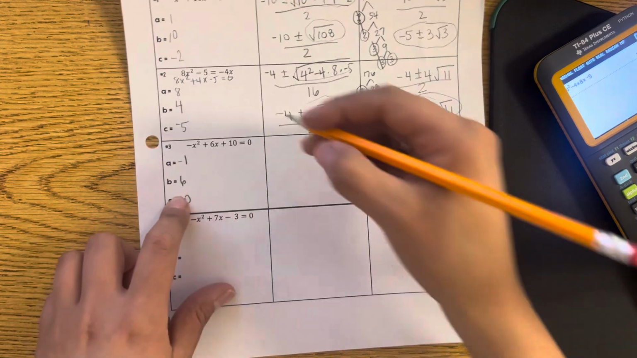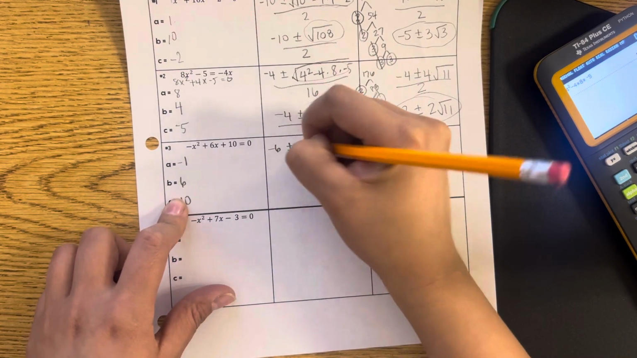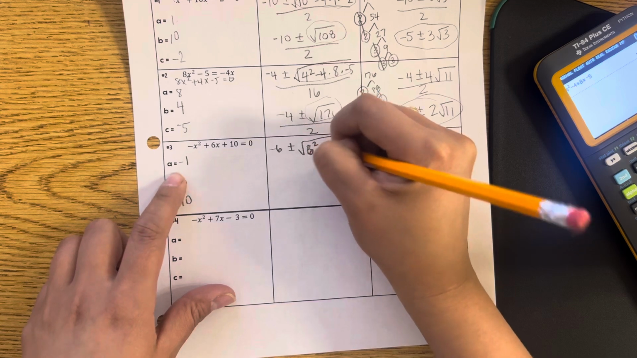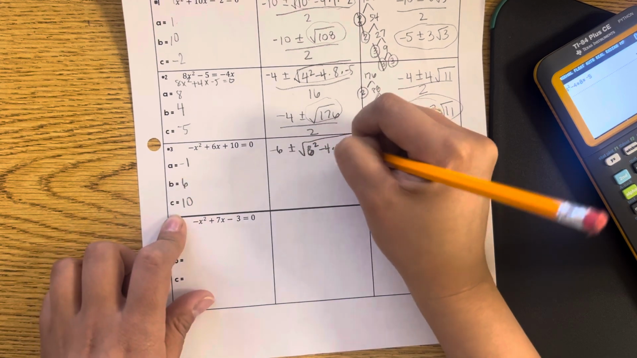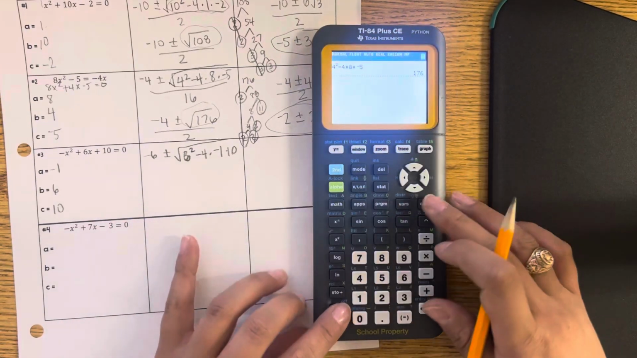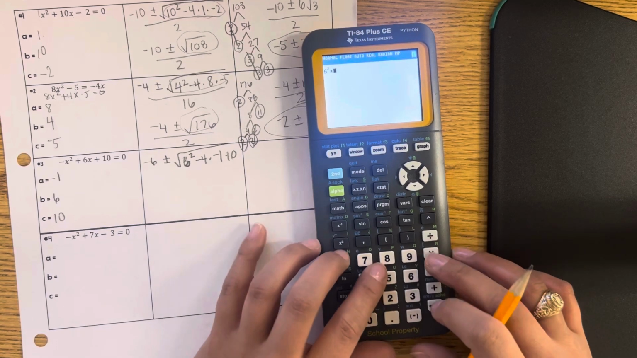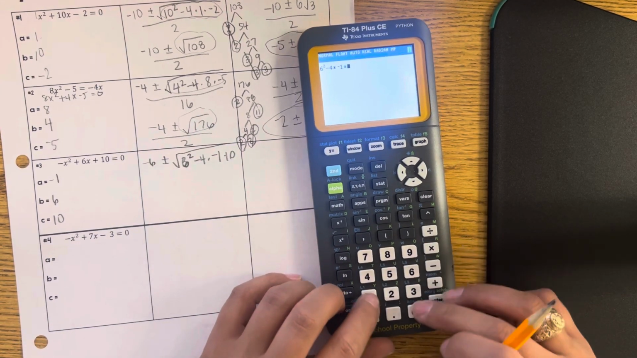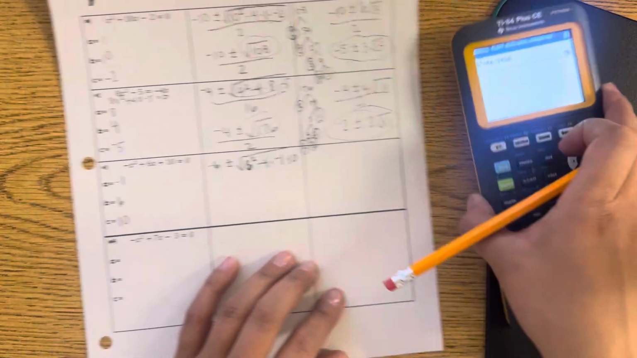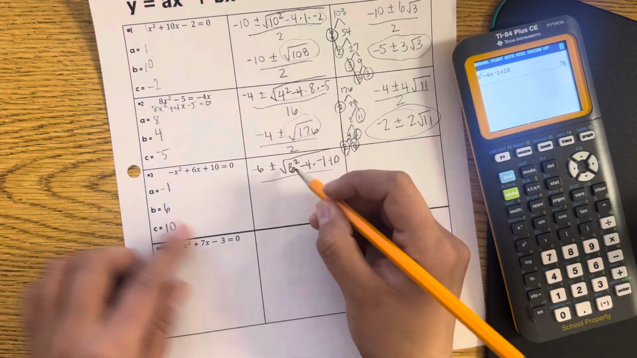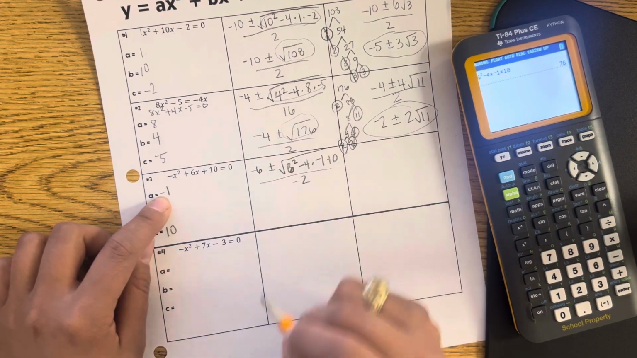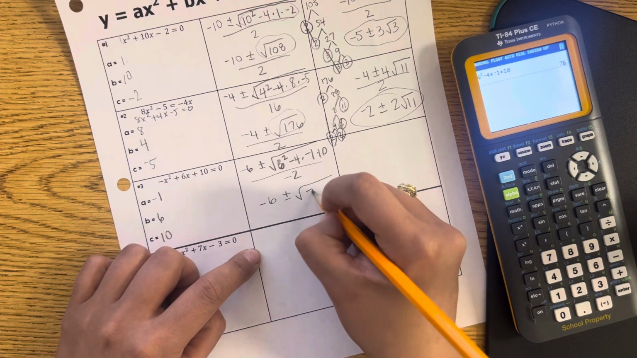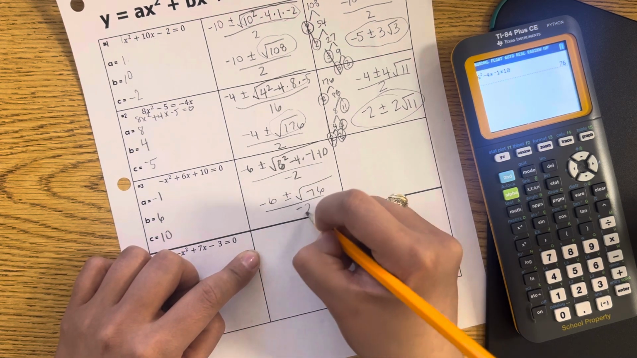The opposite of b is negative 6 plus minus b squared, which is 6 squared, minus 4 times negative 1 times 10. The only issue I've seen is if you're not careful about typing this part in, the 6 squared minus 4 times negative 1 times 10. If you don't watch your signs, you're going to mess up everything. 2 times negative 1 is negative 2 for the denominator. So I've got negative 6 plus minus the square root of 76 over negative 2.